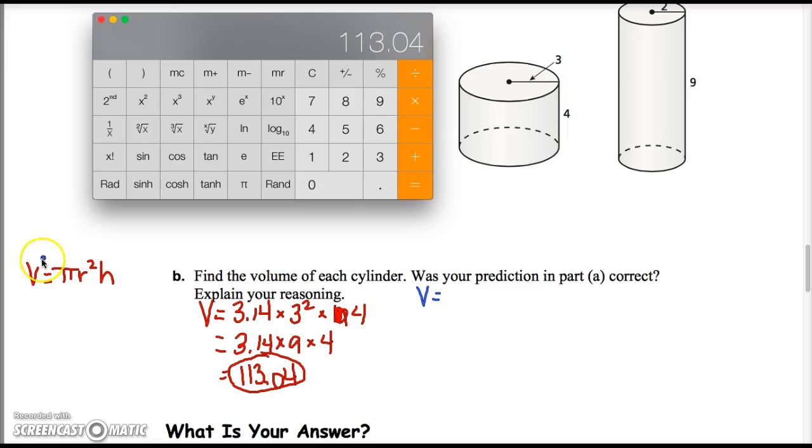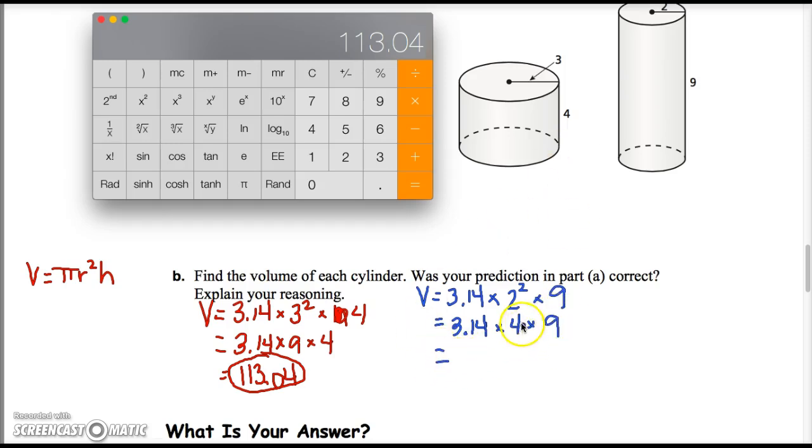Okay, here's my formula. I just plug in numbers and that's it. Pi is 3.14 times r, the radius, and that radius is 2. So 2 squared. It's really easy to forget to square that, so make sure you remember that. And then times the height, which is 9. And again, I'm going to simplify this a little bit. 3.14 times, well, 2 squared is 4, and then times 9.